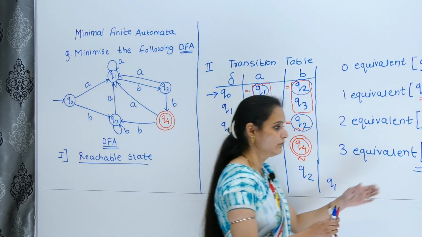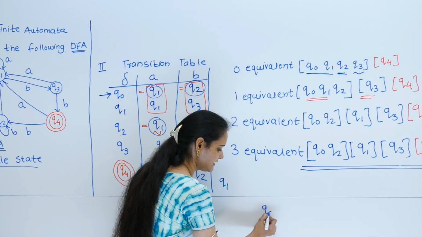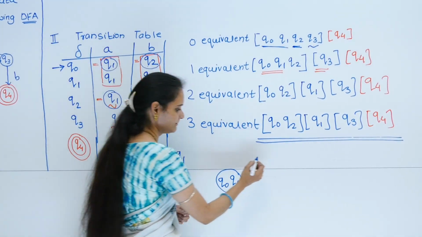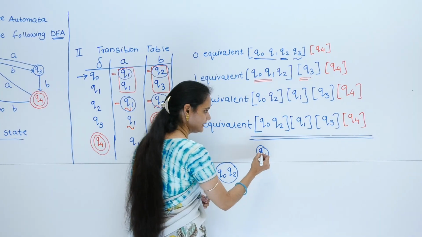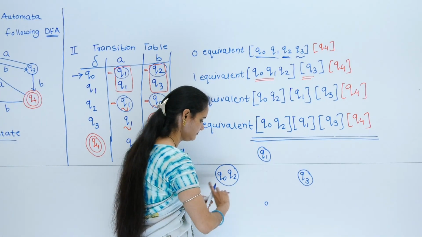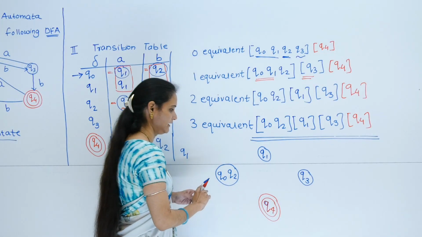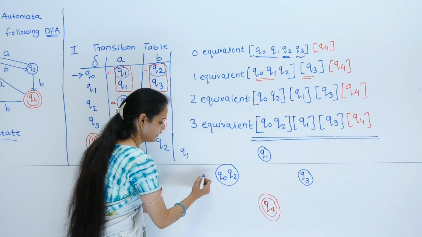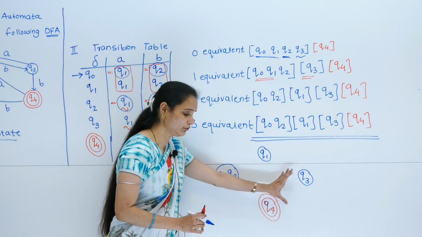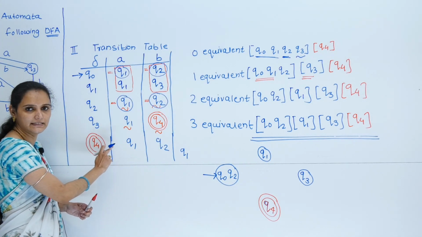Now we are going to design the diagram for the minimized DFA. Q0 and Q2 form one state, Q1 is another state, Q3 is the next, and Q4 is our acceptance state. The initial state is Q0, so we make the arrow of the initial state to Q0. The transitions we complete by using our transition table.